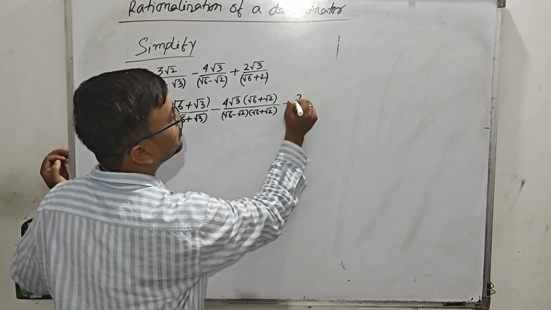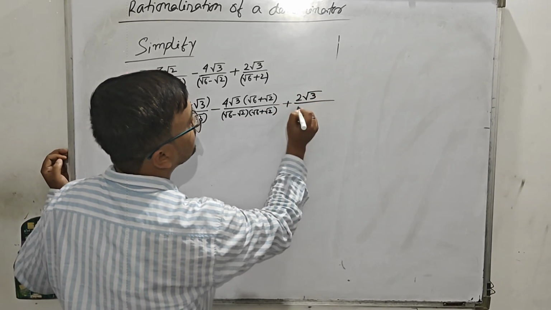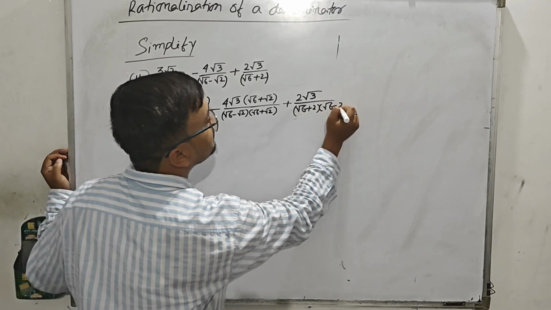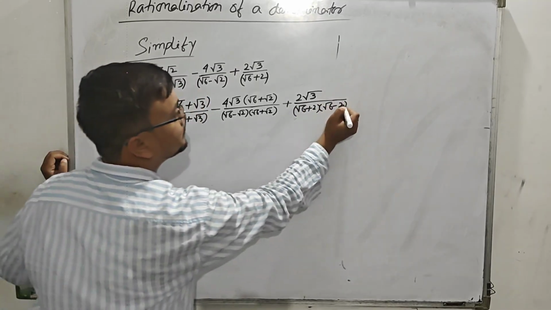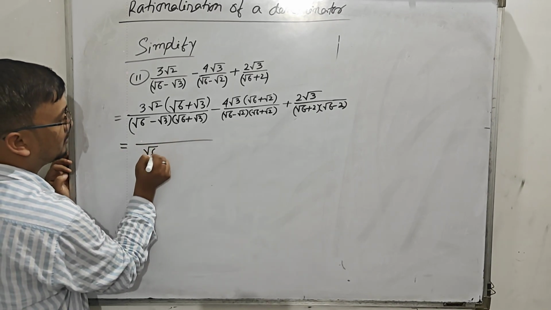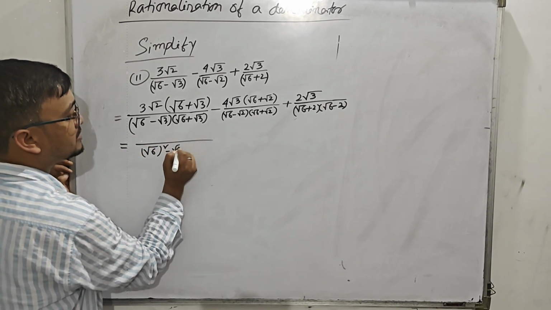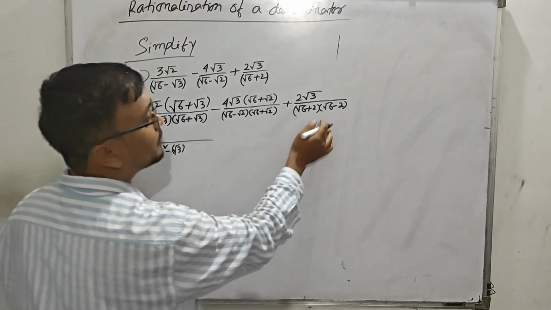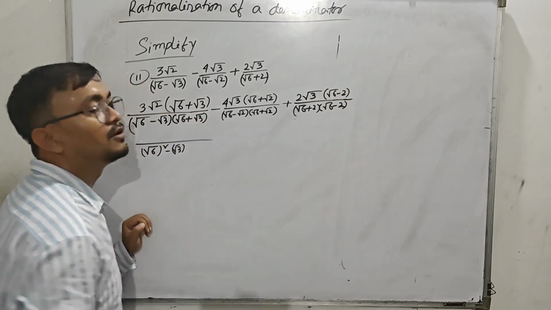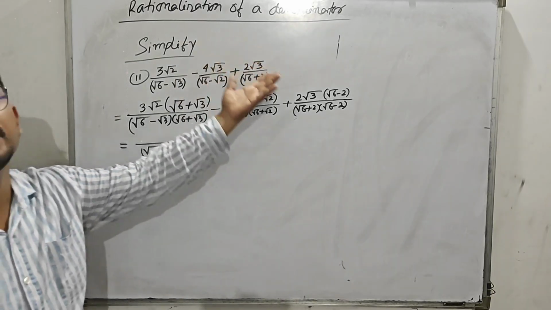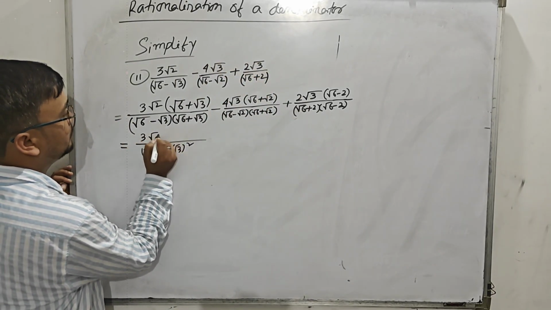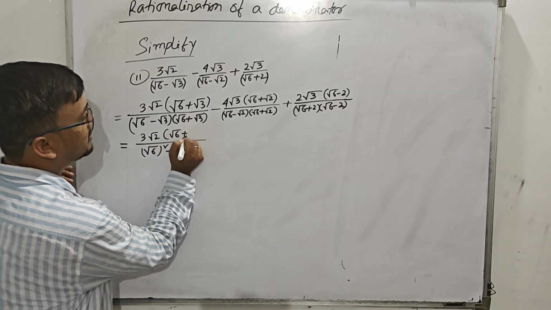Now this is 2 root 3, and this will be root 6 plus 2 and root 6 minus 2. This will be a square minus b square, so 6 minus 2. The same thing should be multiplied with the numerator as well. So a square minus b square, I have 3 root 2, root 6 plus root 3.